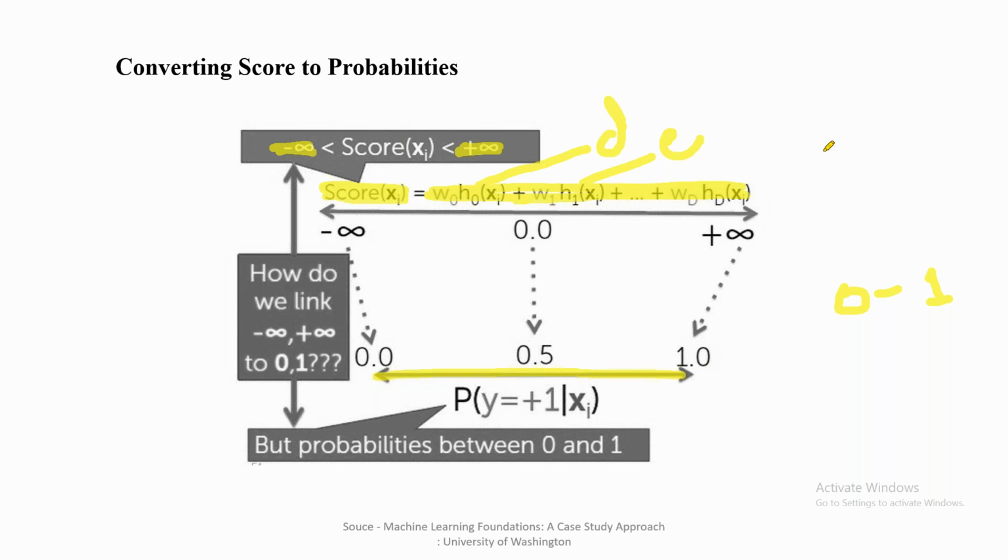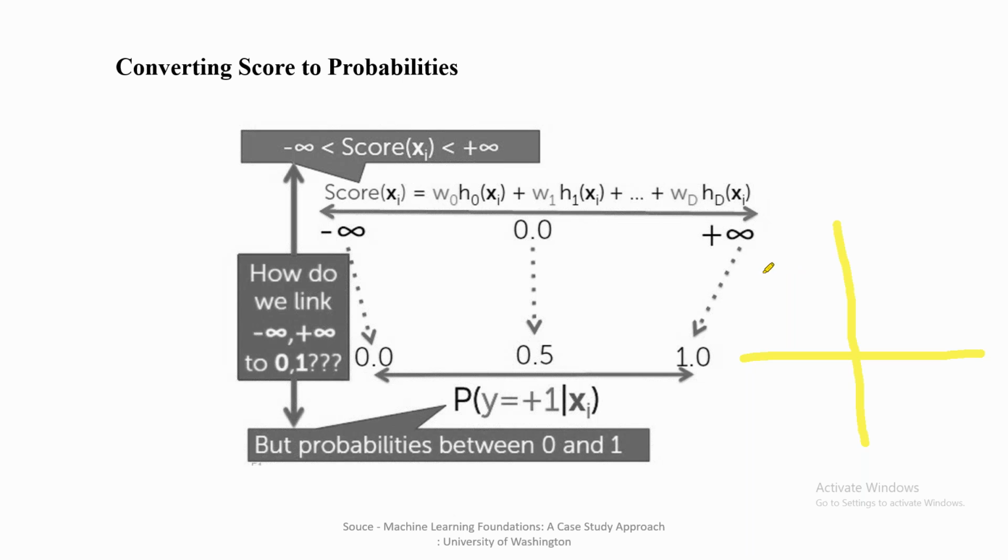So to solve this problem, there is a function called the sigmoid function, and the sigmoid function looks like this. If this is my y-axis, this is my x-axis, this is y equal to 1, and this is y equal to 0.5. So the sigmoid function looks like this. Okay, and let's say this is minus infinity and this is plus infinity.